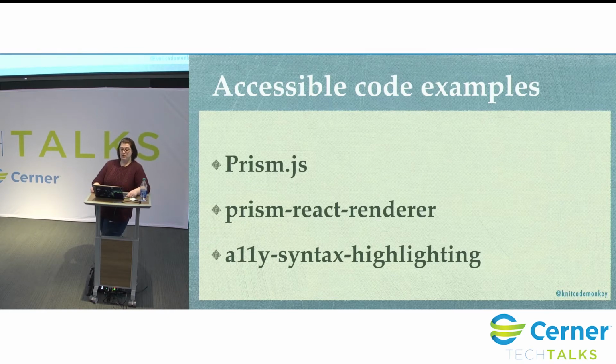Prism.js is a great one to go to. Prism React Renderer is something done by Formidable that essentially wraps Prism.js into a React component. And then Ally Syntax highlighting allows you to use that theme to make sure that the theme itself is accessible. So people with colorblind issues don't have issues reading the code, don't have issues with the highlighting.